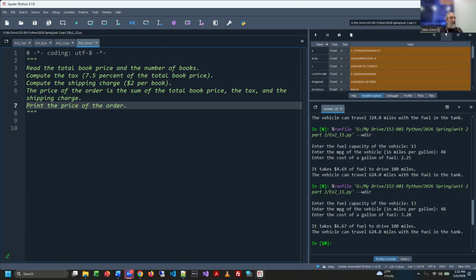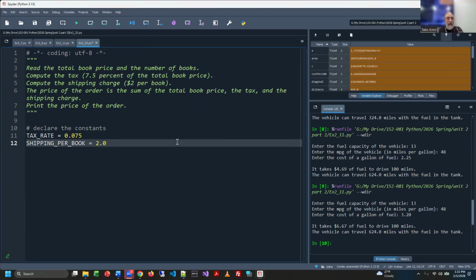All right, so let's start by declaring the constants. And remember, in Python, constants are implied. So just to refresh this concept, tax rate and shipping per book are truly variables. But by naming them all caps and separating the logical words with underscores, we're implying that those values should never change.